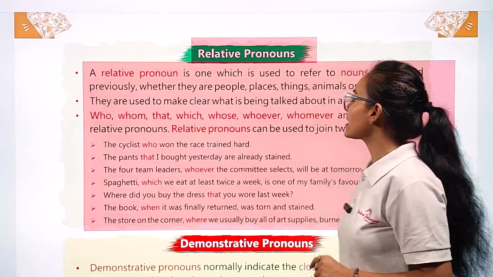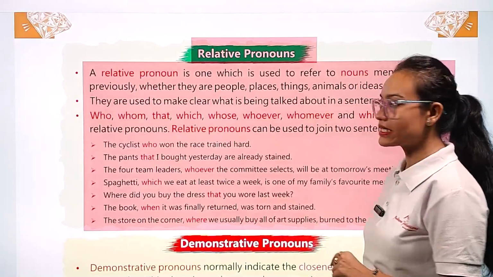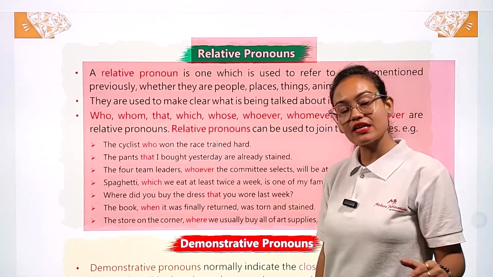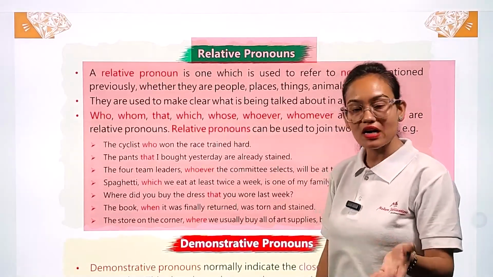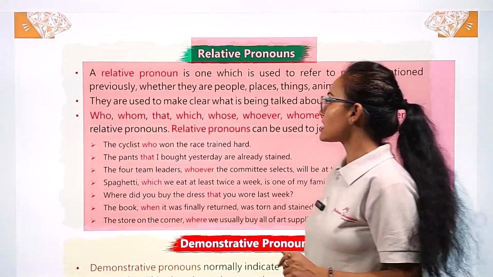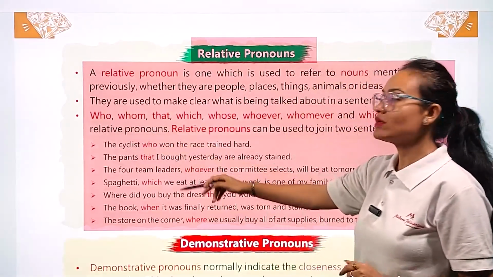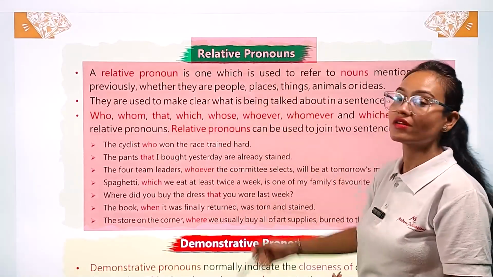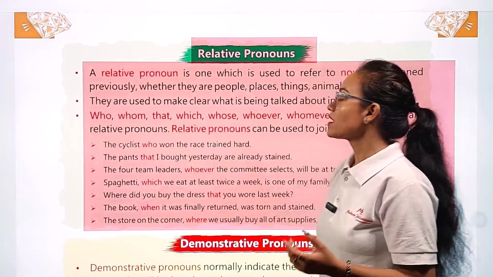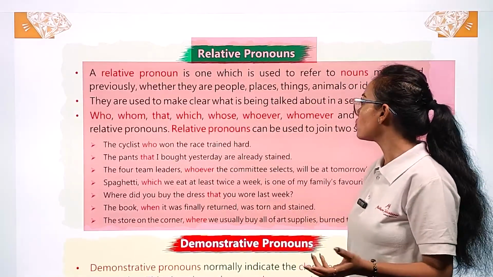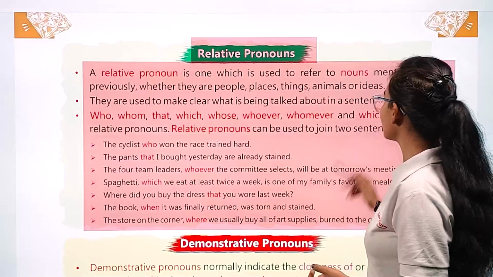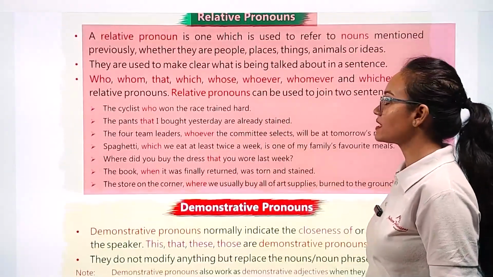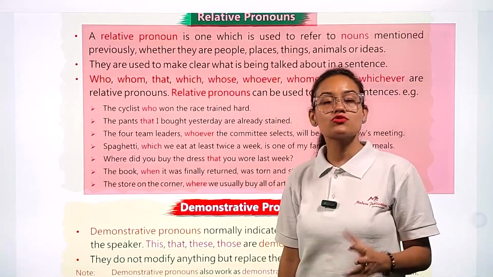They are used to make clear what is being talked about in a sentence. Relative pronouns are very clear about whom they are talking in the sentence. Example, you can see who, whom, that, which, whose, whoever, whomever, and whichever are relative pronouns. Relative pronouns can be used to join two sentences, and they are always used to join two kinds of sentences.